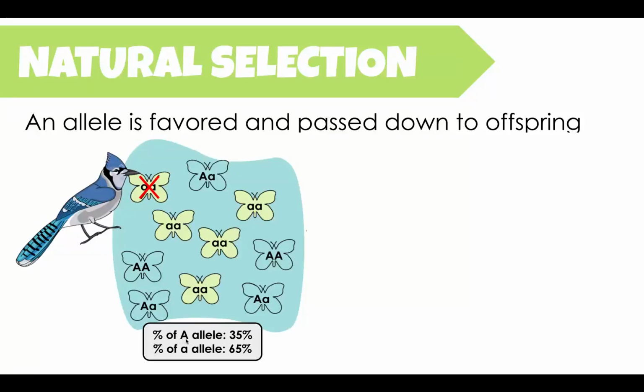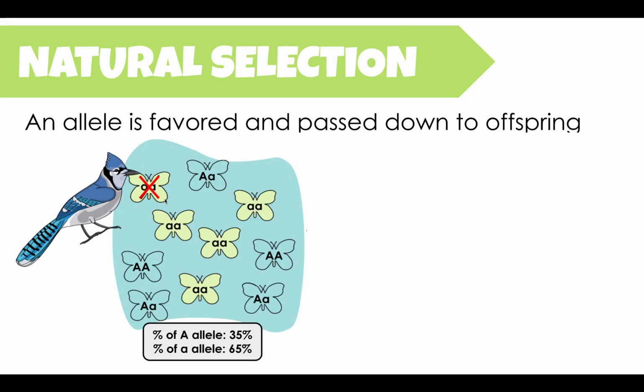So in this example, we have a gene pool. The percentage of the dominant allele is 35%. The percentage of the little a recessive allele is 65%. But we have this bluebird or blue jay here that is particularly targeting the little a alleles because it gives them a light phenotype. It makes them stand out on this blue background. So the blue jay is eating all the little a alleles.